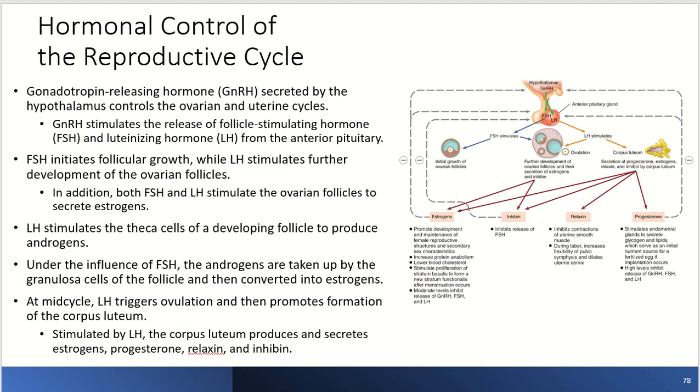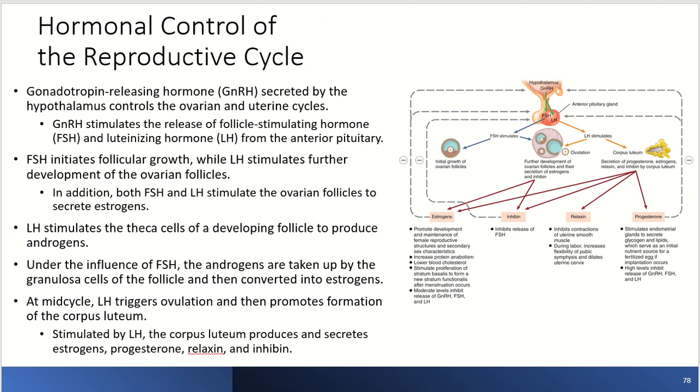The follicle-stimulating hormone is going to initiate follicular growth, while the luteinizing hormone is going to stimulate further development of those ovarian follicles. In addition to this, both luteinizing hormone and follicle-stimulating hormone are going to stimulate the ovarian follicles to secrete estrogen. Luteinizing hormone is going to stimulate the theca cells of our developing follicle to produce androgens. And under the influence of follicle-stimulating hormone, the androgens are going to be taken up by the granulosa cells of the follicle and are then going to be converted into estrogen.